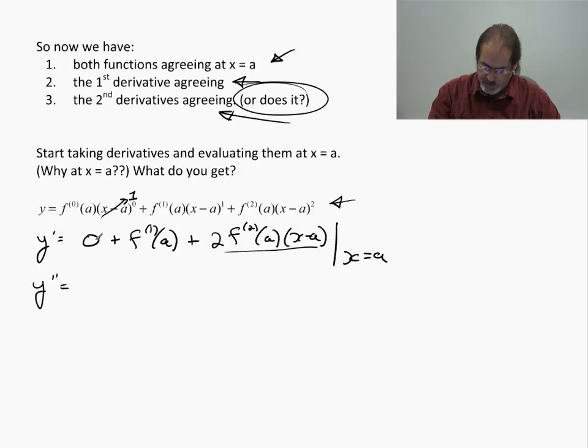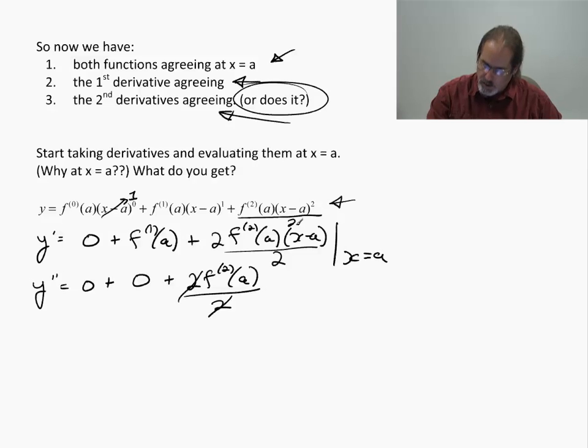Y double prime, I'm still going to have this 0, plus f prime of a is a constant, so that will be 0 when I take the derivative. Plus, I'm going to have 2 times the second derivative evaluated at a. So this does not match. To make it match, I need to divide this by 2, so that these 2's will cancel out, which means this needed to be divided by 2, and way back up here, I needed to divide the whole thing by 2. Well, I'm going to rewrite this here just quickly. I'm going to suggest this form.